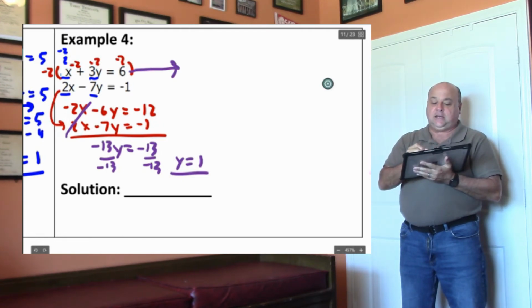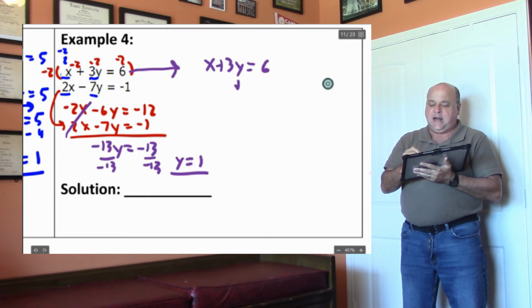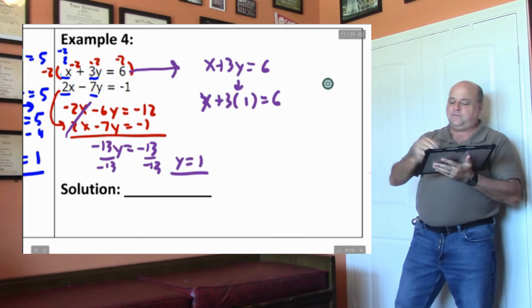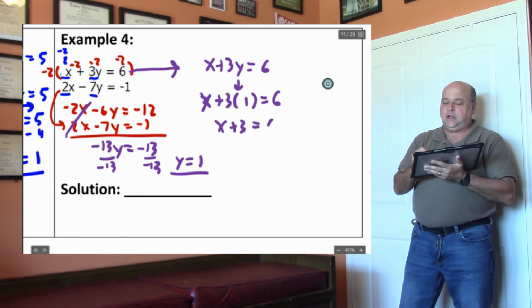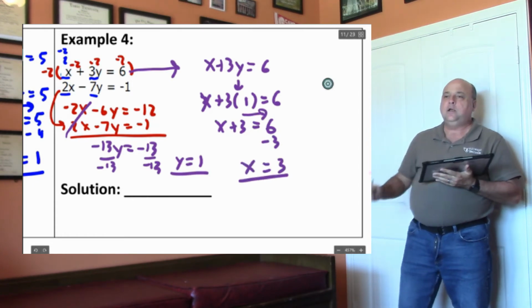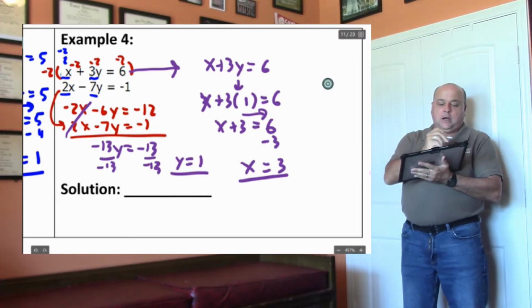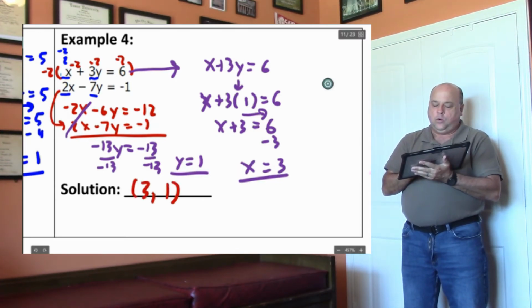I'm going to take the 1, 3, 6, so x plus 3y equals 6. And I'm going to replace that y with 1. Then just solve it for x. So x plus 3 equals 6. Move the 3 over. X equals 3. So my ordered pair, remember, it's x comma y. So my ordered pair would be 3 comma 1.